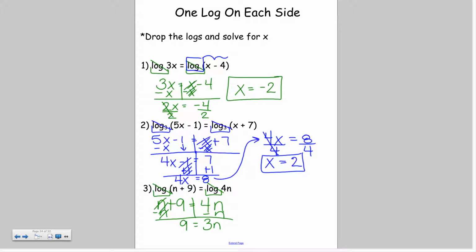All right, now the last thing we need to do is divide by 3. So 3 divided by 3 is going to cancel, and then we're left with n on that side. 9 divided by 3 is 3. And that's our answer for that one. All right, so it's just the basic operations of what we've done in the past with the other units.